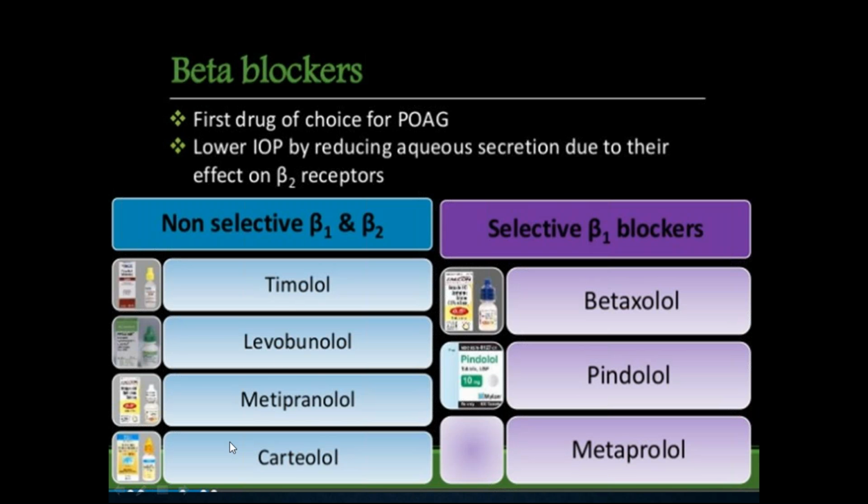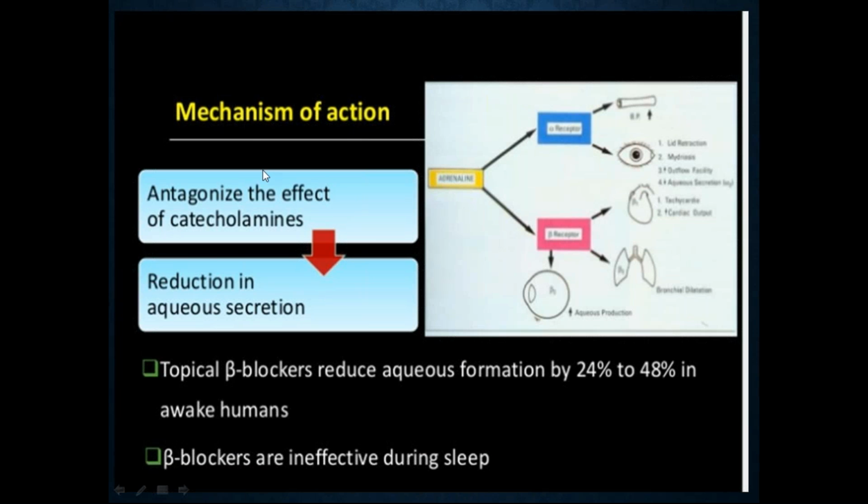How does it act? It antagonizes the effect of catecholamines and further reduces the production of aqueous humor. It reduces aqueous formation by 24 to 48%. Beta blockers are ineffective during sleep time. When the patient is awake only, it produces its action.